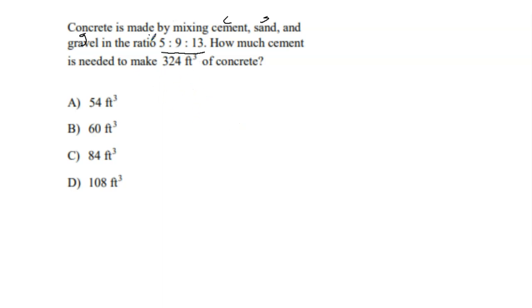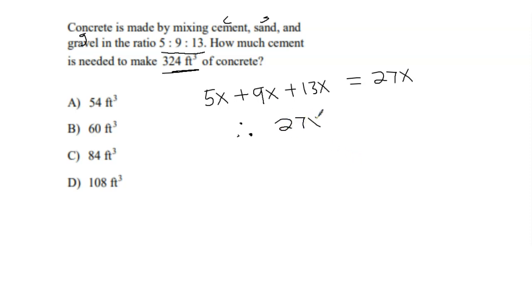So you can label that this is 5x plus 9x plus 13x here, and that gives us 27x. Right? Therefore, this is a total, and it must be equal to this concentration here. So 27x must be equal to 324. You divide here by 27, divide here by 27, and then you get 12.